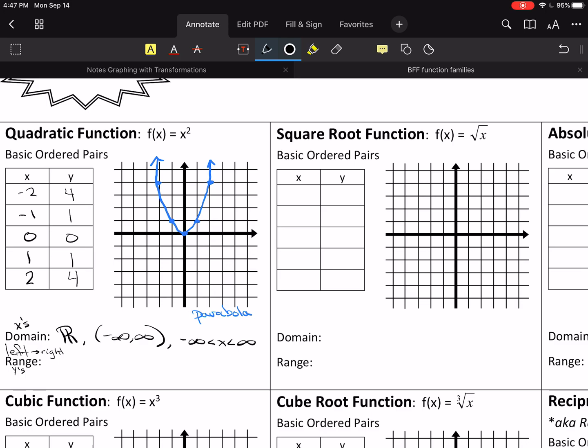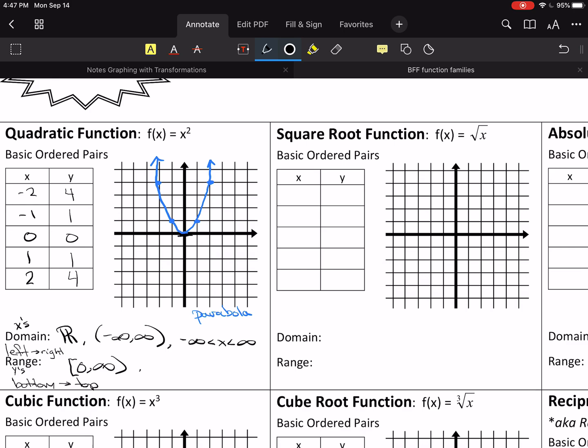Now, my range are all my y values, so I want to go from bottom to top. So when I look at my graph here, I see that this thing bottoms out right here when y equals 0. So we can do interval notation, and that's what I'm going to use after this problem. I'm only going to use interval notation, but I'm going from 0 to +infinity. So I have that bracket there because I have the value 0 included in my range.